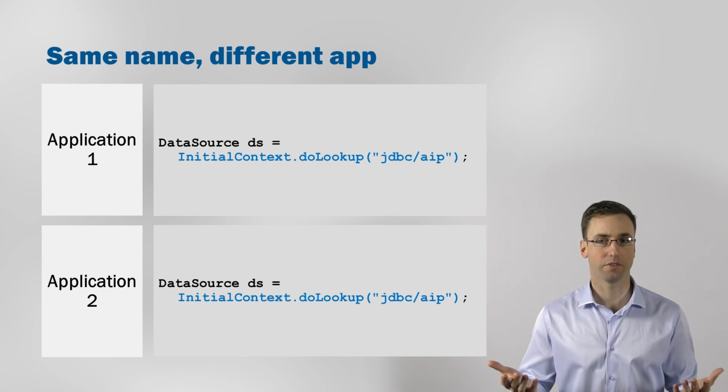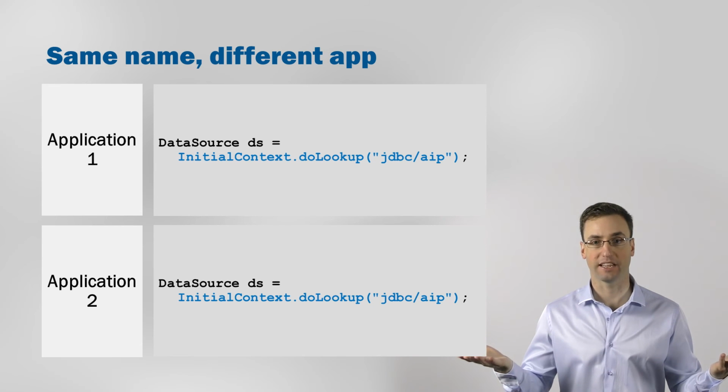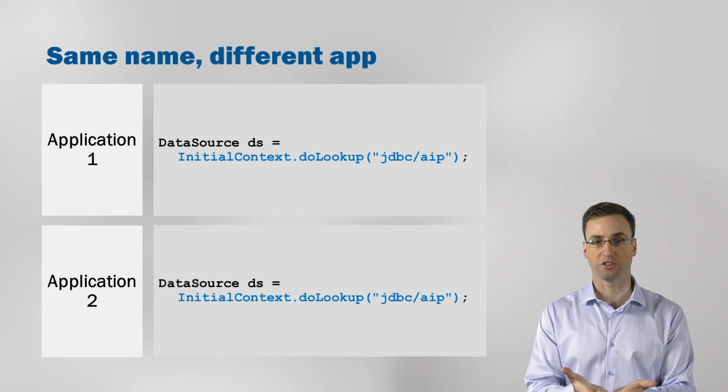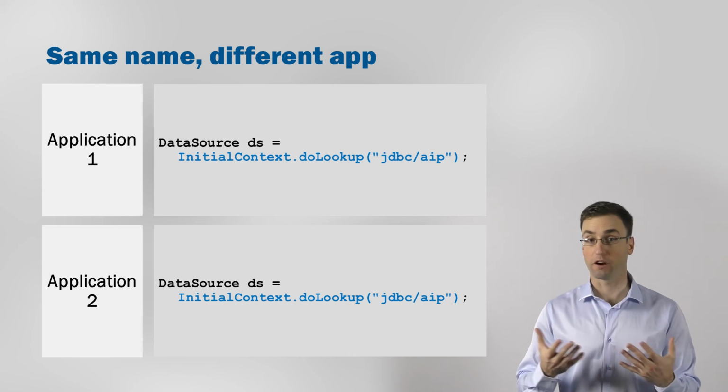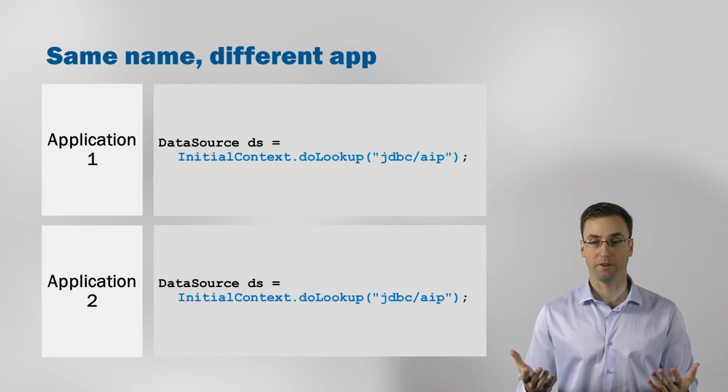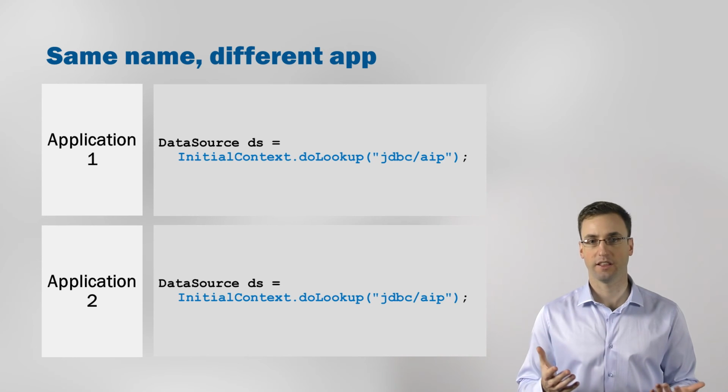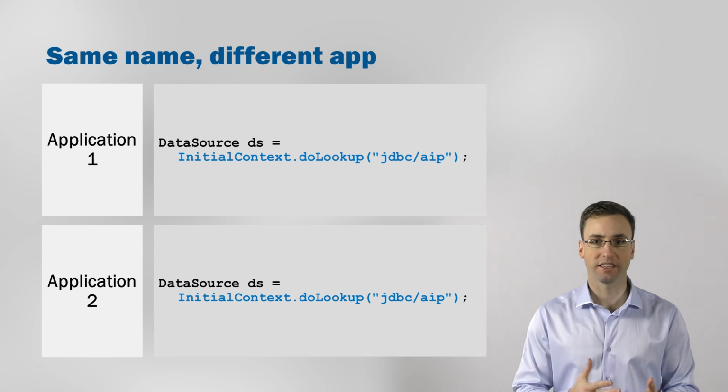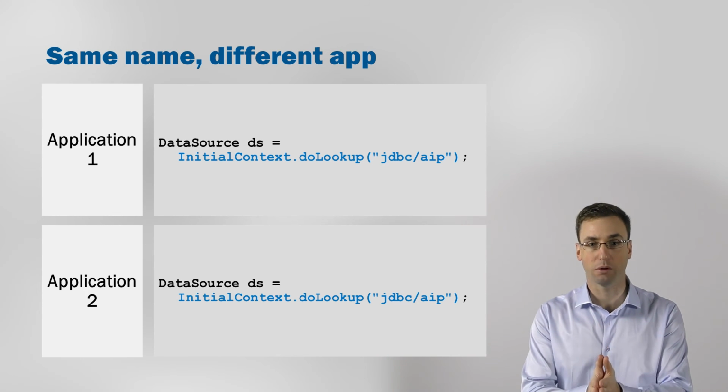There's another problem. What happens if we have two separate applications and they're deployed on the same server, but the developers were different groups who happen to use the same name to refer to different databases? If they're using global names, then that same name can only refer to the same object.